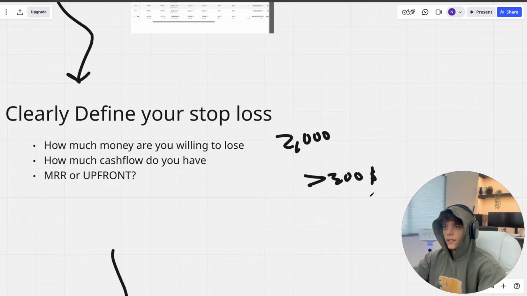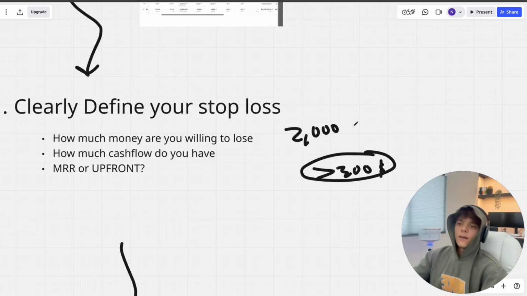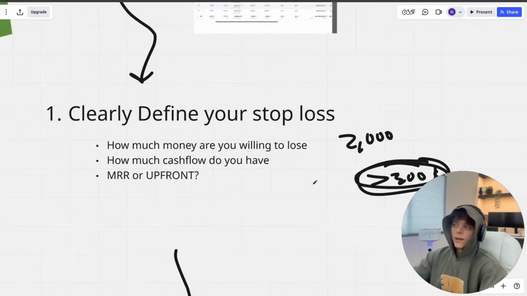So keeping that in mind is a really good thing to understand because the less cash flow, the less money you're able to spend, the more you're going to have to see profitability up front. So understanding what your stop loss is per product will give you a better figure to clearly define when you should stop.